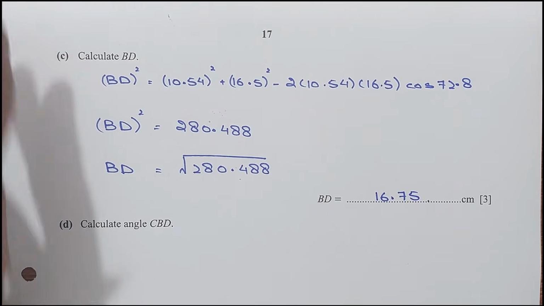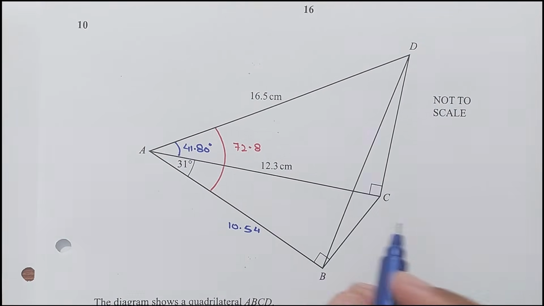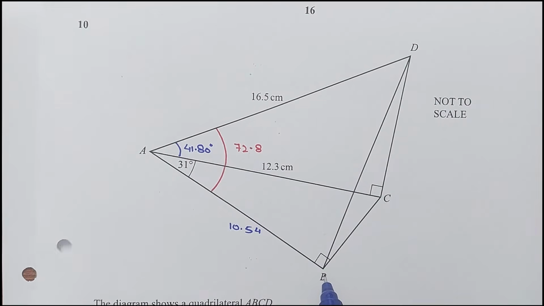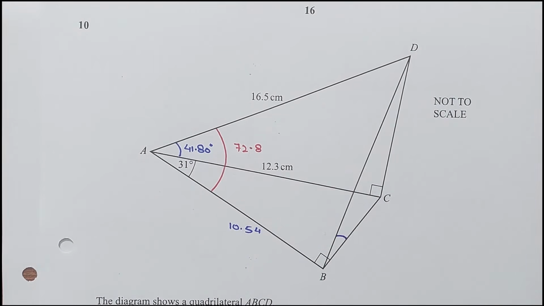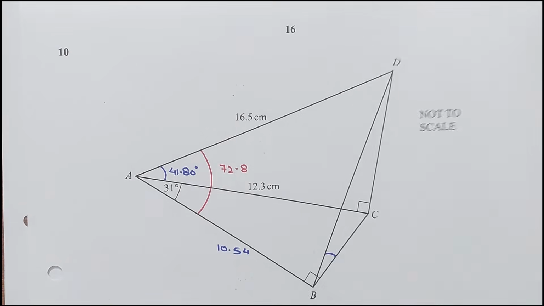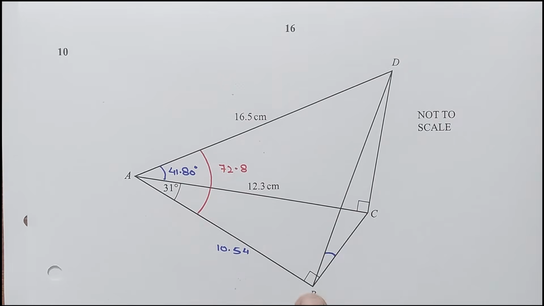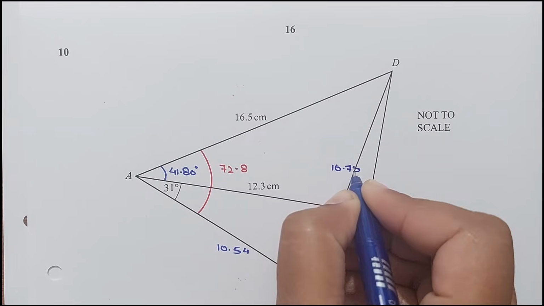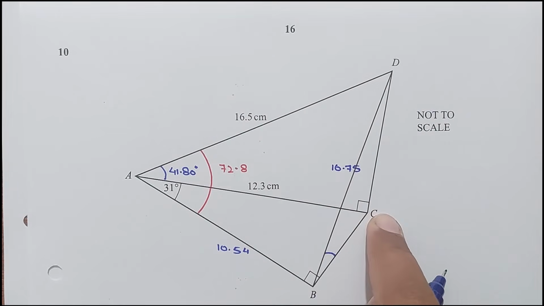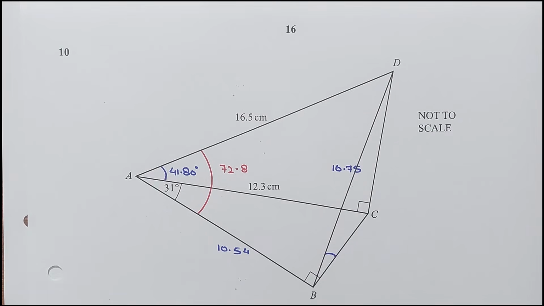Okay, C, B, and D. We have C, B, and D. So here from part C, we have BD is 16.75. B to D, this is 16.75. Let me solve for BC and CD, right?